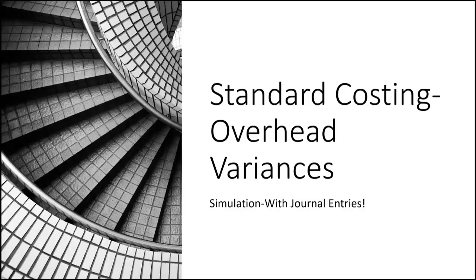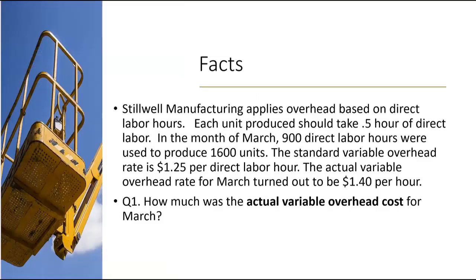Requests have been coming in for a standard costing sim with overhead variances that include journal entries. We got Stillwell Manufacturing applies overhead based on direct labor hours, and each unit produced should take a half hour of direct labor. So not 2 hours of labor, not 1 hour of labor, but each unit produced should take a half hour of direct labor.